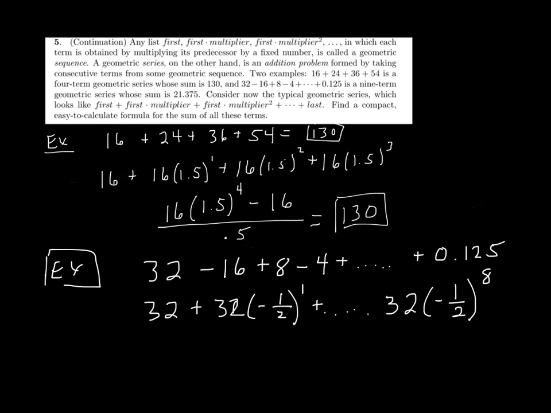Okay? Now, if we want to calculate the sum of all these, we could just do what we've been doing. 32 times -1/2 to the 9. Notice that's how many terms we have. 9 minus 32. That's our first term. Divided by, ooh, it's going to be tricky. We have -1/2 there. Would be 0.25.